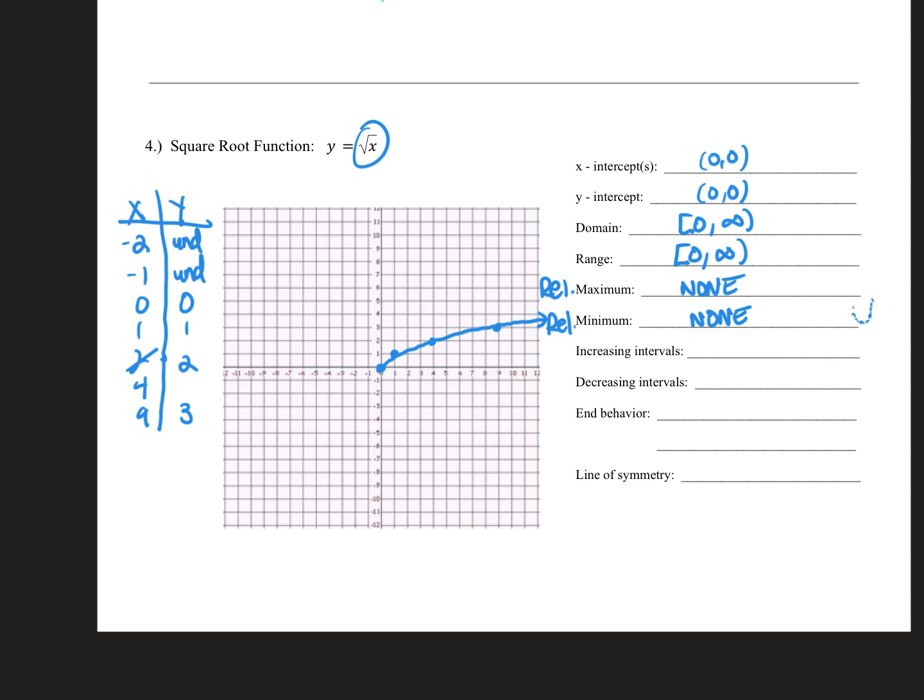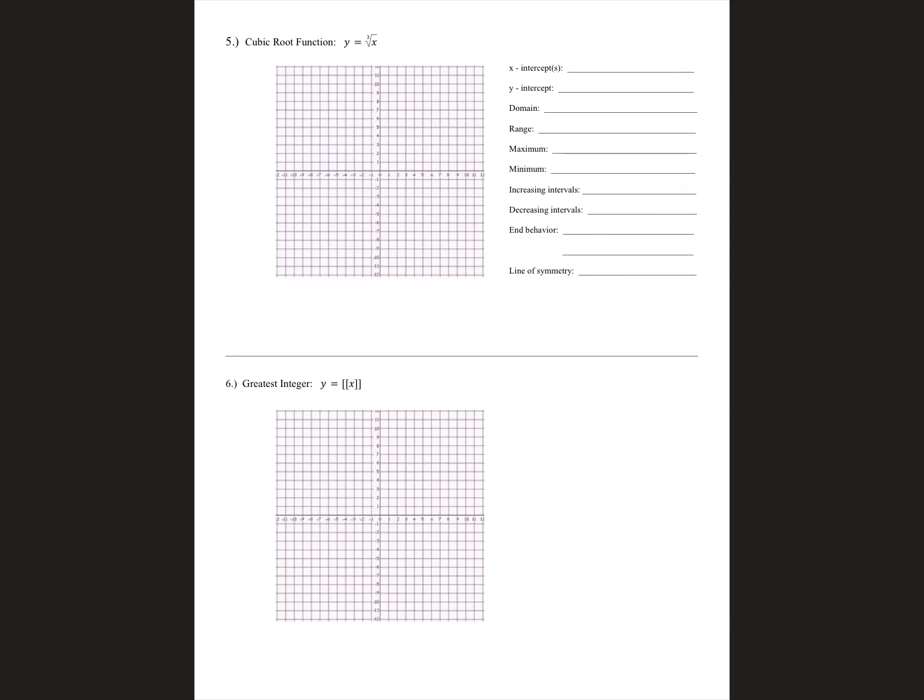By definition, a relative min has to go from decreasing to increasing, which we don't have. All right, intervals of increasing. It increases from when x is 0 to infinity. It was never decreasing, so we'll say none. End behavior as x goes to the left, as x goes to the right. Now, as I go to the left, notice there are no points to the left. So we're going to write does not exist. All right, and as I go to the right, my function just keeps growing, positive infinity. Line of symmetry, none. Can't draw a vertical line anywhere to make two equal parts.